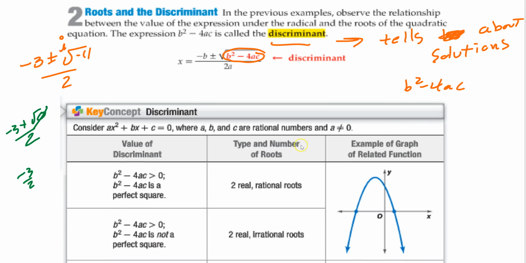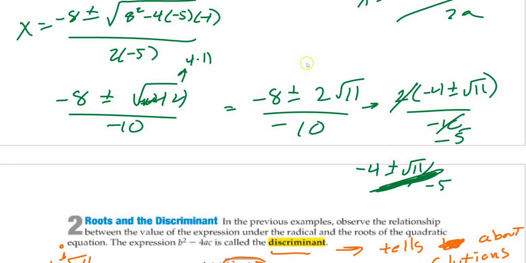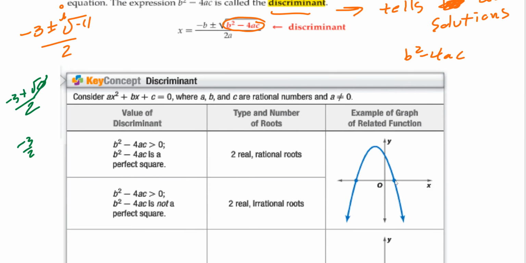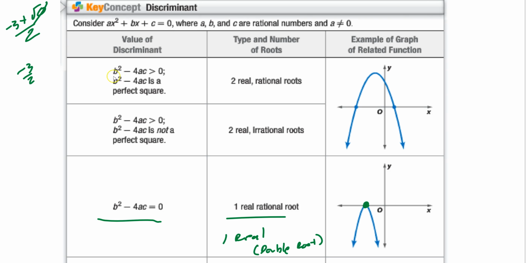And finally, what if it's a normal one? What if we get 2 answers like we did here? What if it's a positive? Well, then we get 2 answers, plus and minus. So if it's positive, you get 2 answers. And that's what the discriminant tells you.